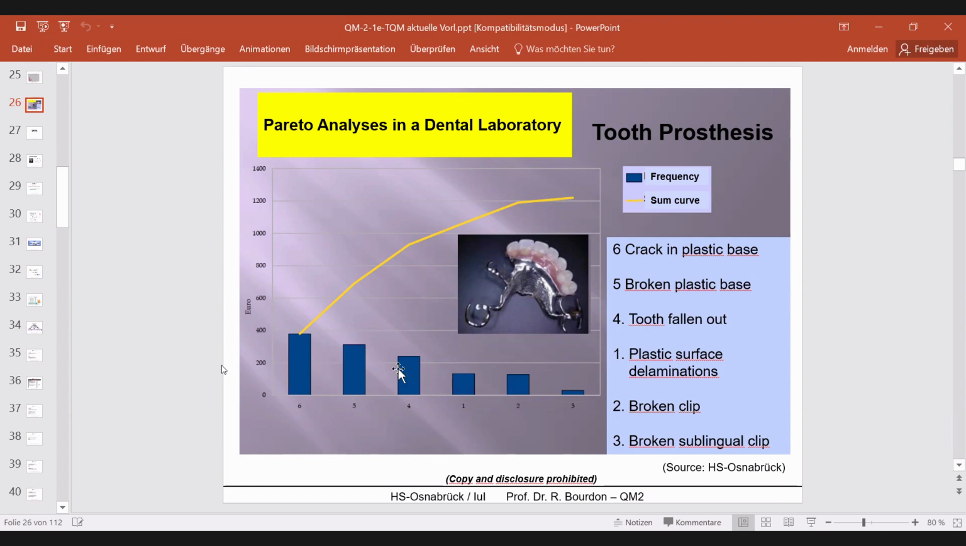So this is a simple visualization of the problems, and you can say, okay, if you concentrate on these first 3, then you have more than 80% of all the problems solved in this dental laboratory. Let these remain, let these be, but these 3 are the defects to concentrate on and to find solutions for optimization. This is the Pareto principle.